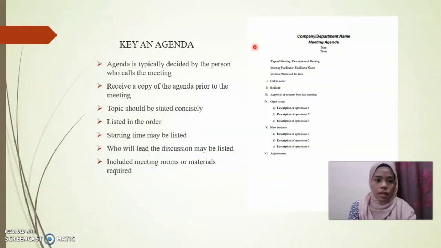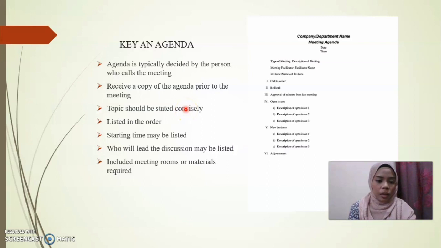An agenda is a document that lists the topics to be discussed at a meeting and other related information. The agenda items are typically decided by the person who calls the meeting. All participants should receive a copy of the agenda prior to the meeting. Topics should be stated concisely and listed in the order they will be discussed.